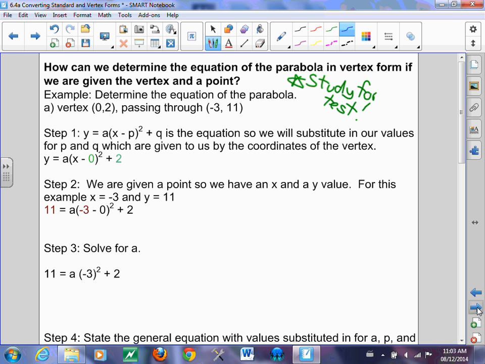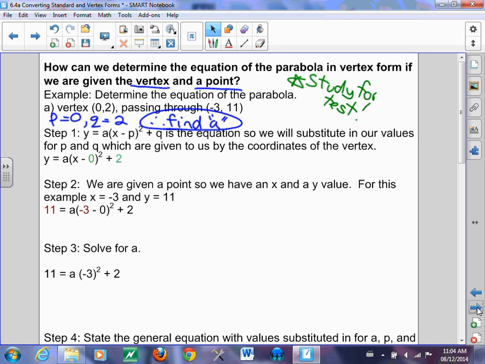The question says, how can we determine the equation of the parabola in vertex form if we're given a vertex and a point? Well, if we're given a vertex, for example, in A, we know that P equals 0. We know that Q equals 2. And it says it passes through a point, negative 3 and 11. So in vertex form, ladies and gentlemen, we have A, P, and Q. So if we know the P, we know the Q, we still need to what? Find A. That is the key about this. We're going to have to do some searching to find A.